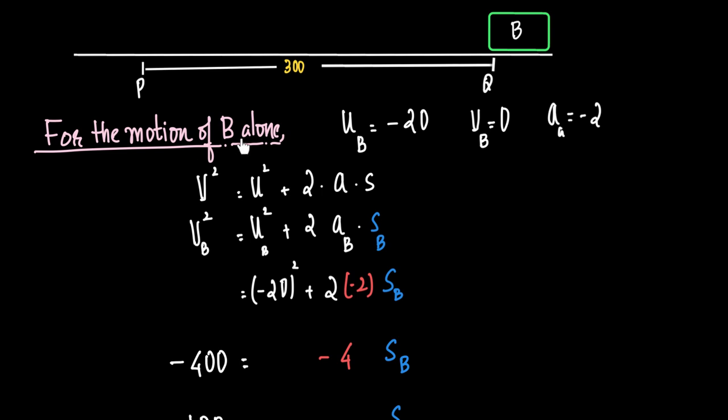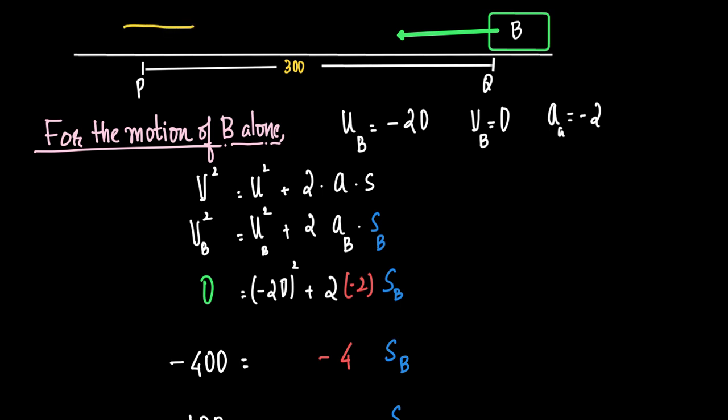So now we'll see the case of motion of car B alone. So when B is approaching, B is also approaching in the same direction. Acceleration of B is minus 2. Final velocity is 0. By equations of motion, v square is equal to u square plus 2as. So 0 is equal to minus 20 square plus 2 into minus 2 into SB. Now, a common mistake that most of us make is that we take this uB as plus 20. No. Why is it minus 20?